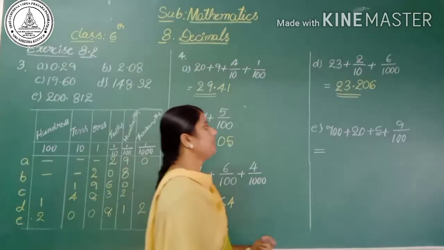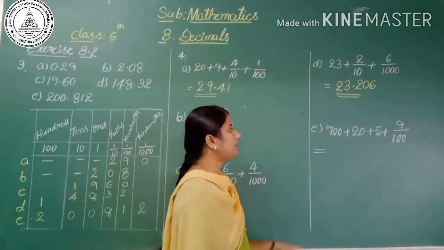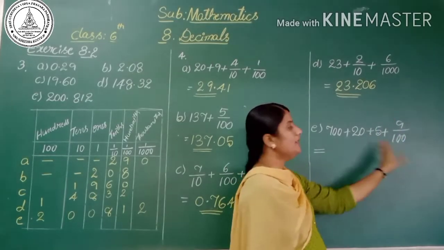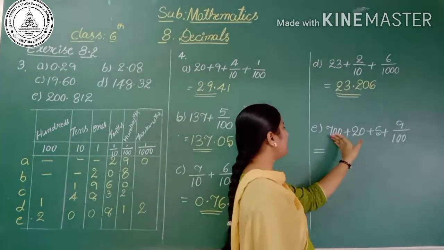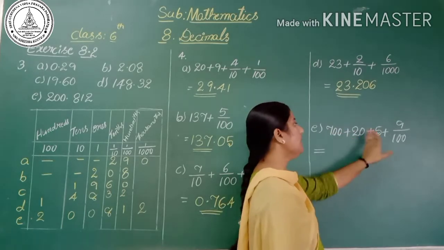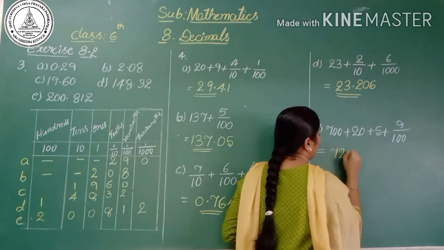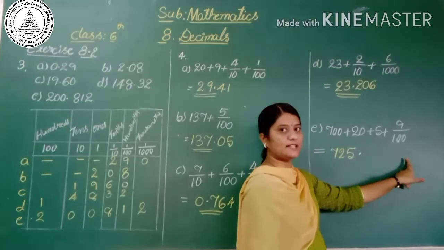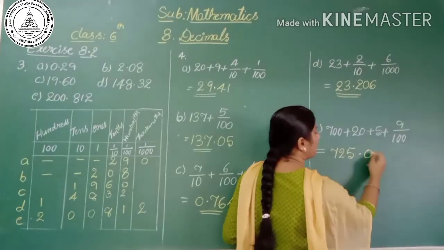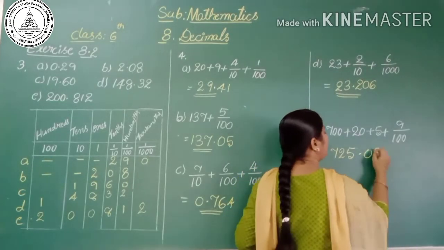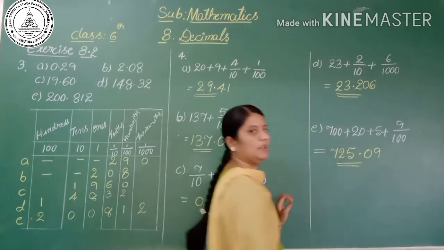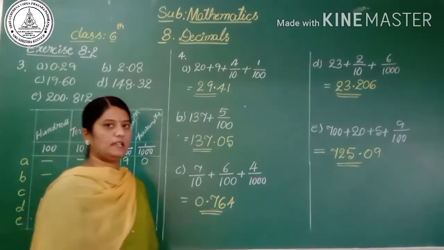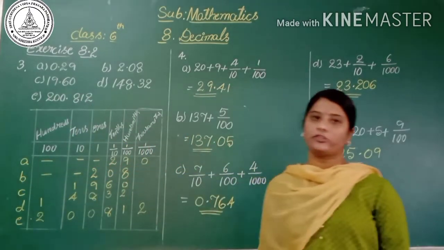Then E: 700 plus 20 plus 5 plus 9 hundredths. First add the whole numbers: 700 plus 20 is 720, plus 5 is 725. Then point 9 hundredths. Here there is no tenths place, so in the tenths place we write 0, and in the hundredths place write 9. So it is 725.09. Is it clear? Yes, then let's go to the fifth question.